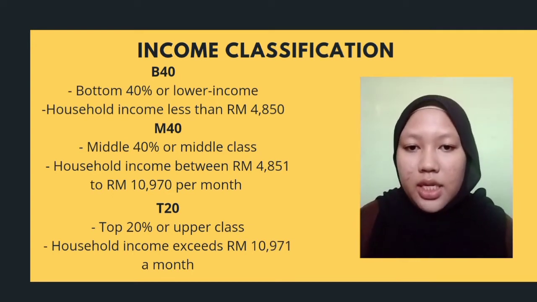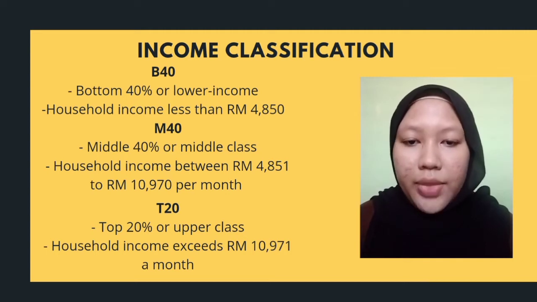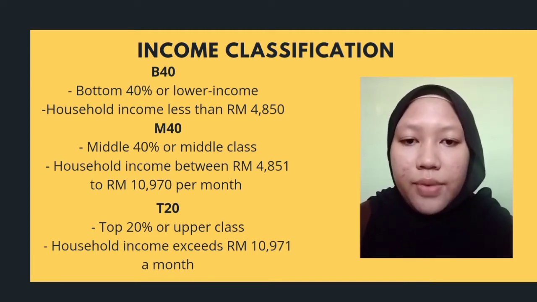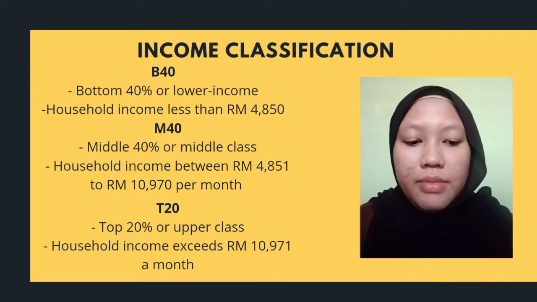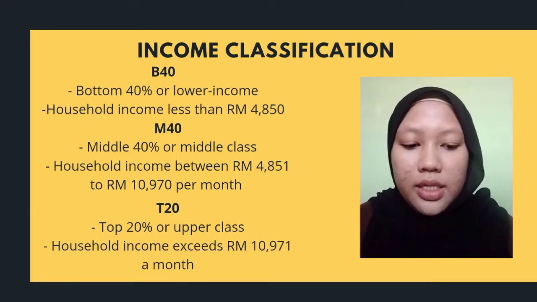Lastly, T20, known as top 20% or upper class. Their household income exceeds 10,970 ringgit, 10,971 ringgit a month. The Finance Minister said T20 are also eligible to receive BPR or BSH when they experience a reduction in their income.